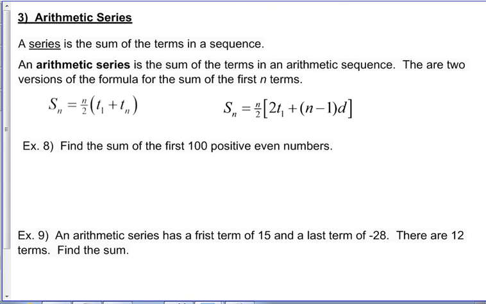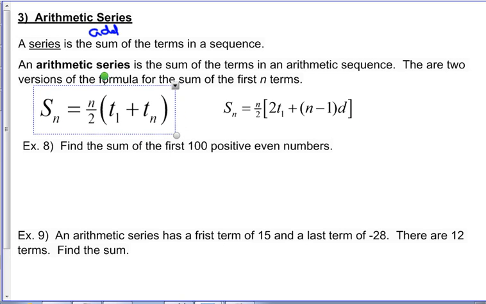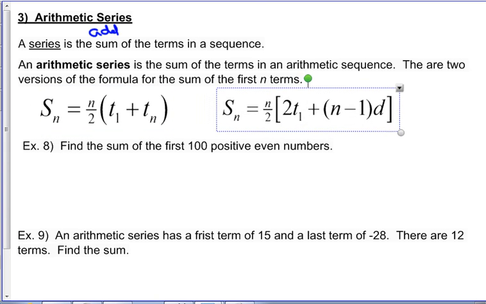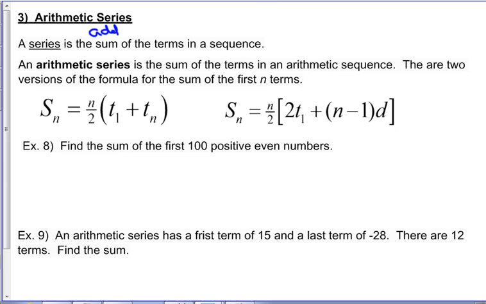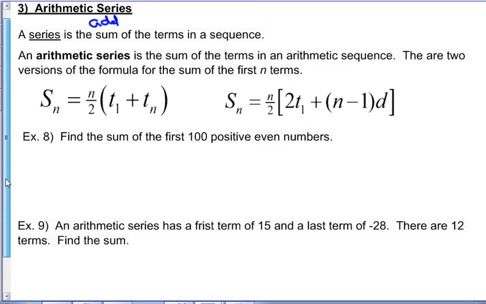Okay, moving on to arithmetic series. A series is just the sum, and remember sum means add, of the terms in a sequence. An arithmetic series is the sum of the terms in an arithmetic sequence. Shocker. There are two versions of the formula for the sum. So the sum of the first n terms is given by Sn. S for sum. Now sometimes people ask, well, which one do I use? Well, it really depends on what information you know. And we'll use the next two examples to sort of flesh that idea out.